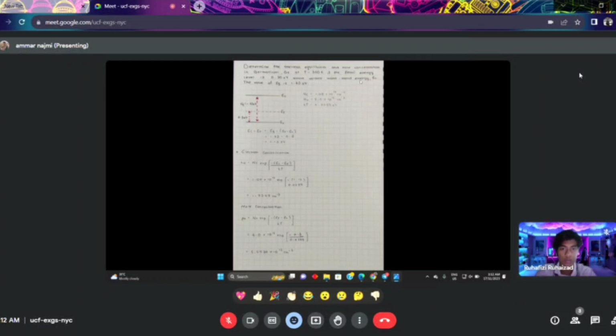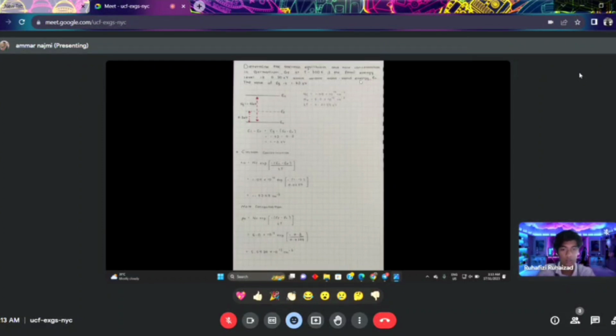So first we must find Ec minus Ef, which equals Eg minus (Ef minus Ev). So the value is 1.42 minus 0.3, since Ef minus Ev equals 0.3. So we get the answer 1.12 eV. For the electron concentration, we can get the formula in the appendix: n naught equals Nc exp of negative (Ec minus Ef) over kT.